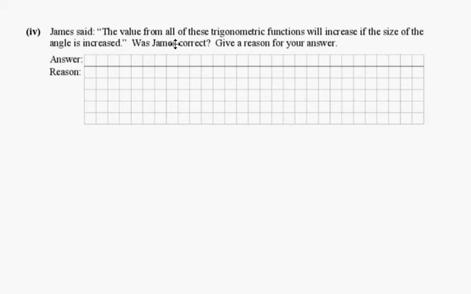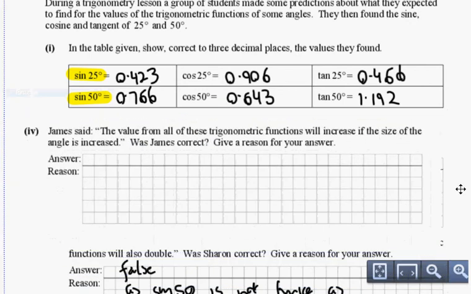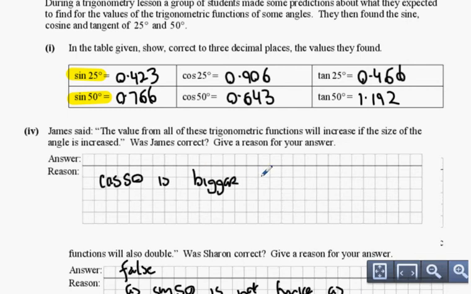James said the value of all these trigonometric functions will increase if the size of the angle increases. True or false? Why'd you say false, Ben? Well done. Cos 50 is bigger than cos 25. You can see the values above. So therefore this is false. Was James correct? No, he wasn't correct. Give a reason for your answer, because cos 50 is bigger than cos 25.